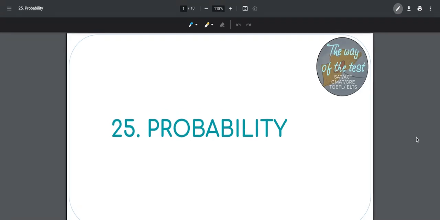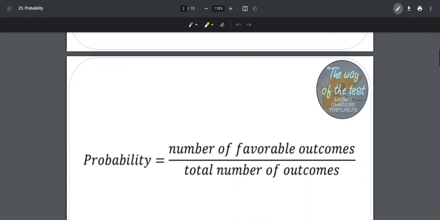Probability. We're going to see the topic of probability. Copy the title. This topic is going to be very short. So we start with the definition of probability.